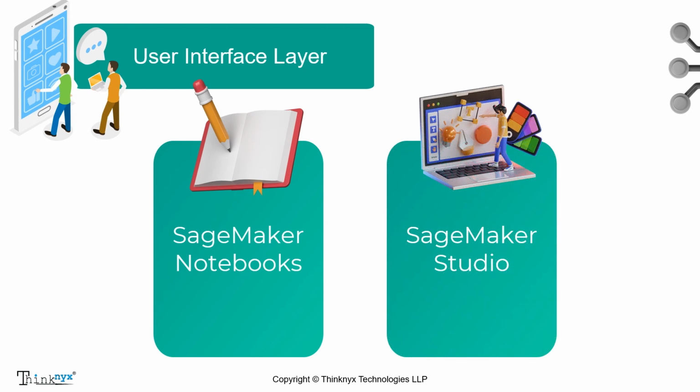SageMaker Studio is an integrated development environment within Amazon SageMaker, offering a unified platform for end-to-end machine learning workflows. It provides data scientists with a collaborative space combining tools for data preparation, model building, and experiment tracking in one cohesive environment. SageMaker Studio is like an all-in-one suite for machine learning, combining notebooks, data tools, and experiments. SageMaker Notebooks, on the other hand, are more like individual workstations just for writing and running code in Jupyter Notebooks.